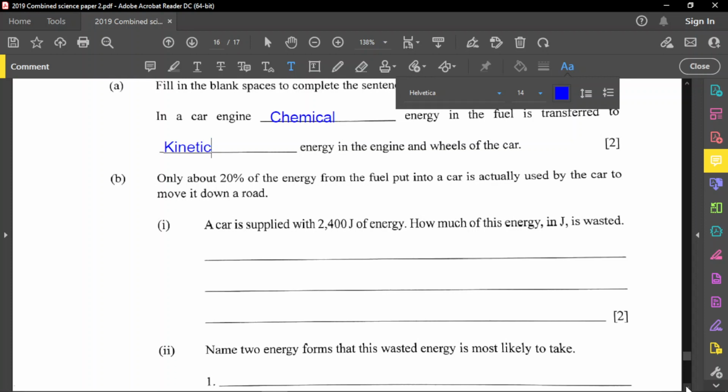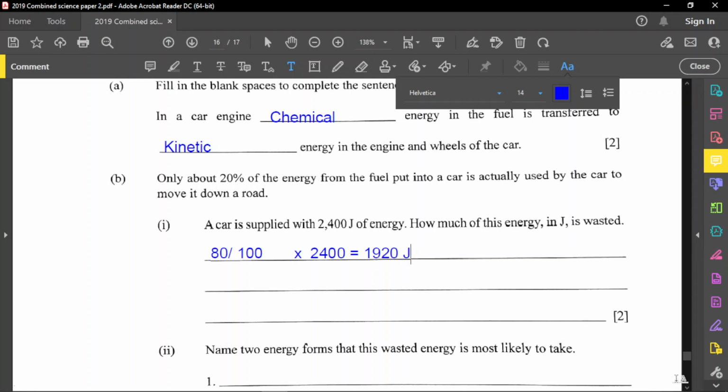And so we're going to say if 20% is used, then 80% is lost or wasted. So we're going to find 80% of 2,400. So 80 divided by 100, and then all of that we multiply by 2,400, and that will equal 1,920 joules. So 1,920 joules of energy will be wasted. All right, it will be gone.